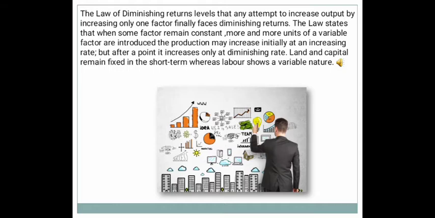The law of diminishing returns states that any attempt to increase output by increasing only one factor finally faces diminishing returns. The law states that when some factors remain constant, more and more units of variable factors are put to use. The production may increase initially at an increasing rate, but after a point it increases only at a diminishing rate. Land and capital remain fixed in the short term, whereas labor shows a variable nature.